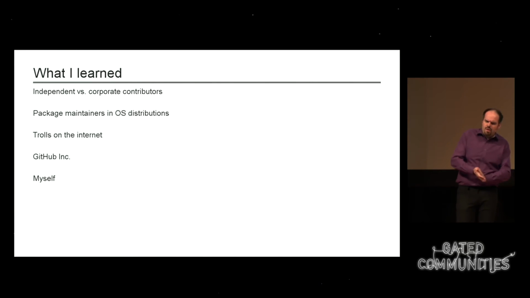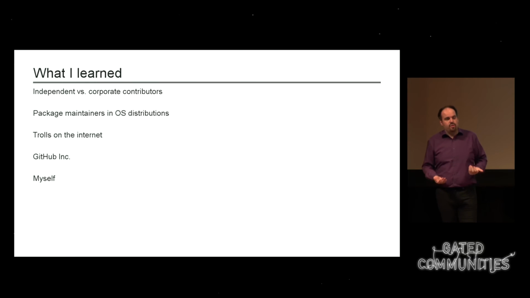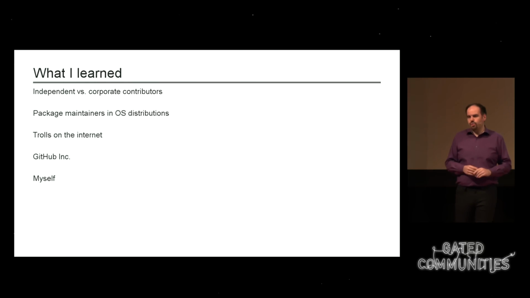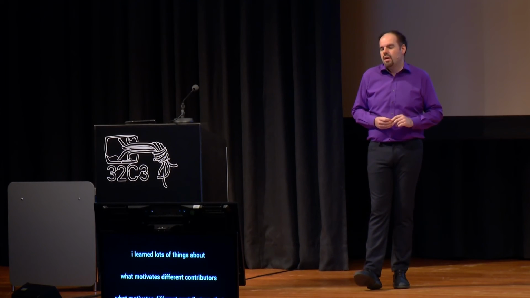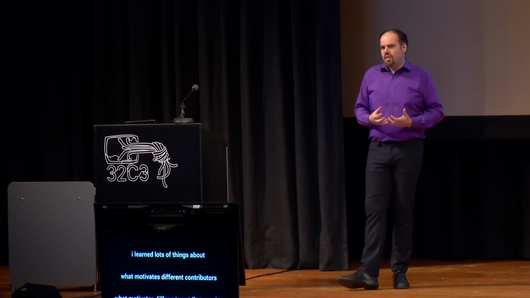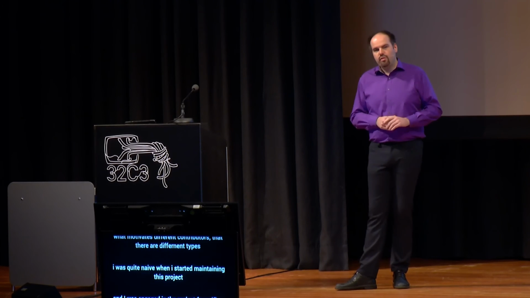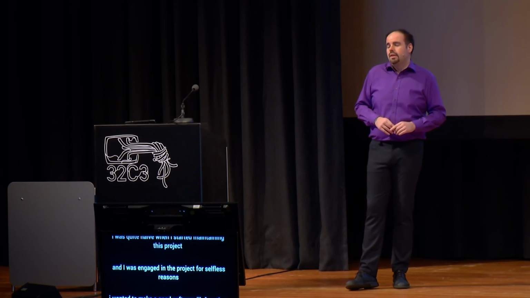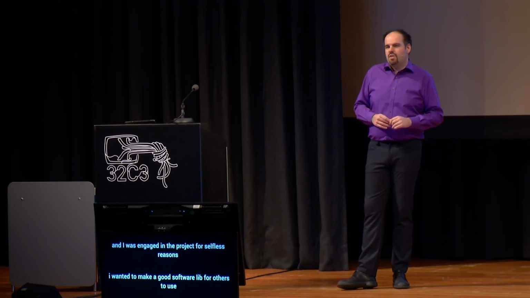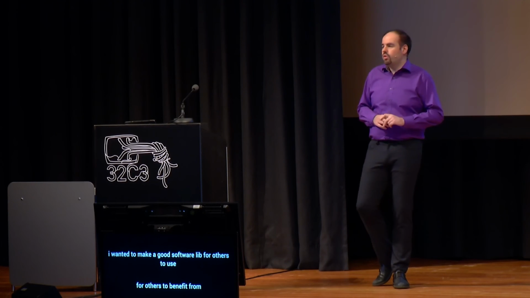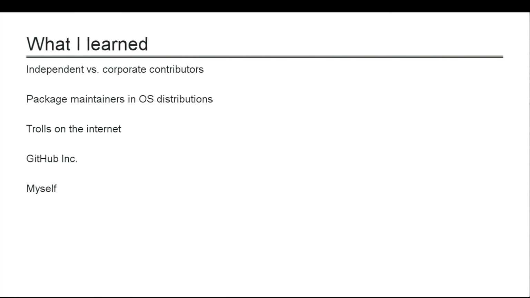I learned lots of things about what motivates different contributors, and that there are different kinds of contributors. I was quite naive when I started maintaining this project, and I was engaged in the project for selfless reasons. I wanted to make a good software library for others to use, for others to benefit from, and for me myself to use as well. But that's not necessarily what drives everyone else, right? Especially if you have corporate contributors. So the Red Hat guy, for example, he just needed to solve the problem that the paying customer had. And he didn't really care much about the drama. He just needed a working library, right?